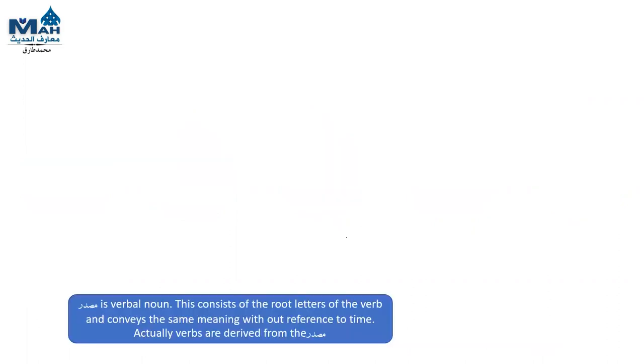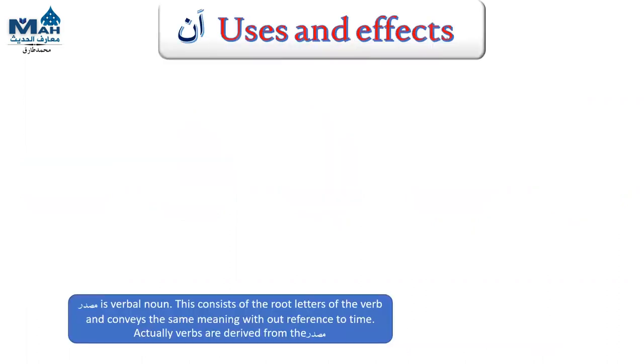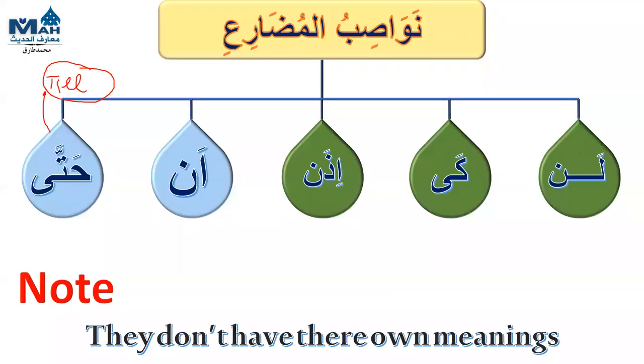The others don't have meaning. Okay, so we'll start. Lan, kai, and idan we completed. An and hatta we will do today. Can you tell me, lan, what is it coming for? Lan is used for strong negation, and it makes the muzare mansub, and it fixes the meaning to future. Very good.